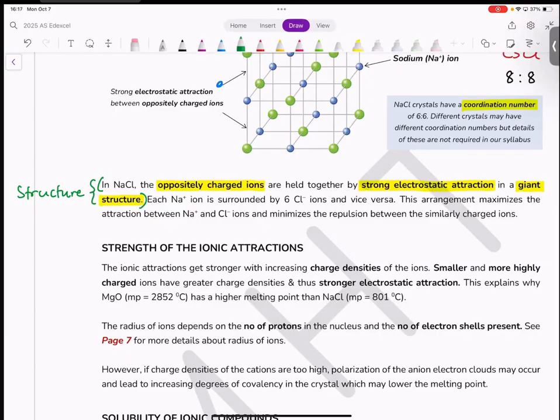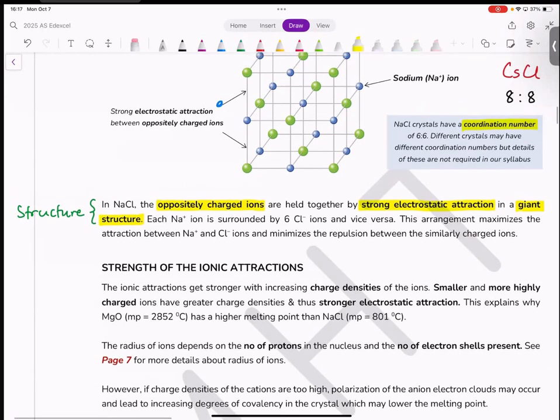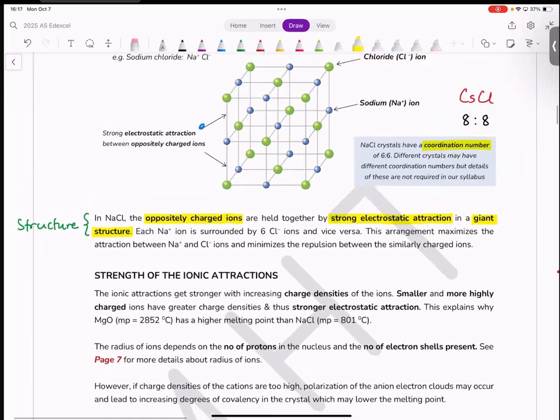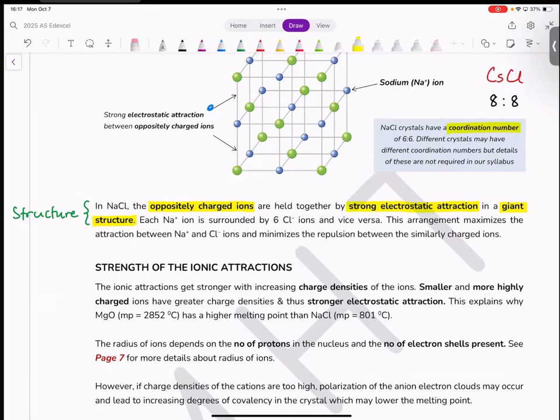In the notes I wrote a paragraph here with some extra info. Each sodium ion is surrounded by 6 chloride ions and vice versa, just hinting at that coordination number thing. This arrangement maximizes the attraction between Na+ and Cl- and minimizes the repulsion between similarly charged ions. So why I talked about the unit cell is just to give you the perspective that you didn't learn all the factors at play here.